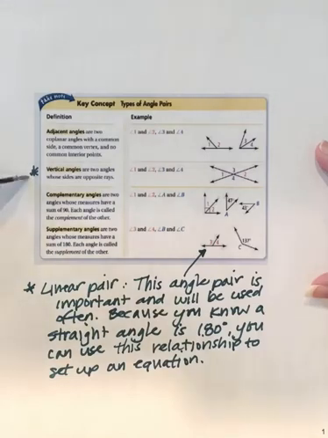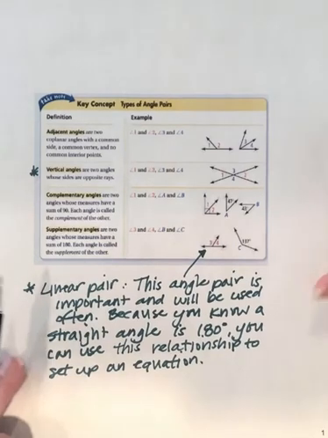So vertical angles, again, congruent angles. So you can often start by setting two expressions equal to each other. Linear pairs add up to 180, so you can always set up an equation by adding the two expressions together or whatever you're given and setting them equal to 180 degrees.